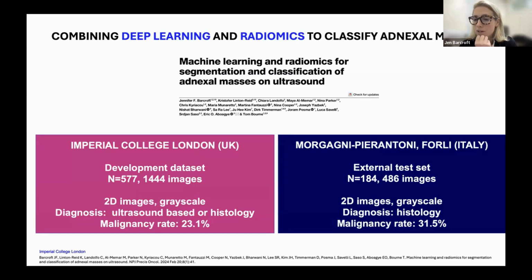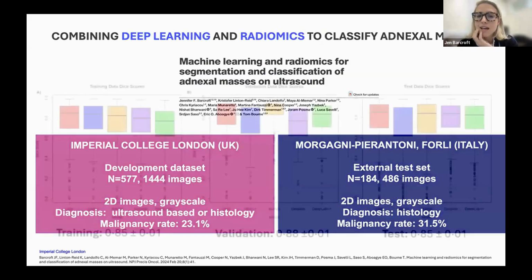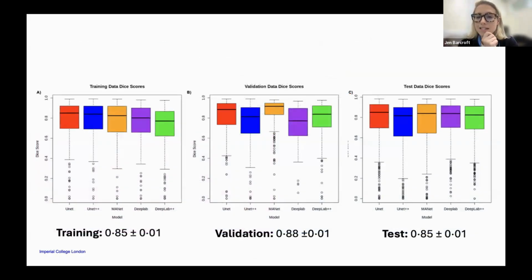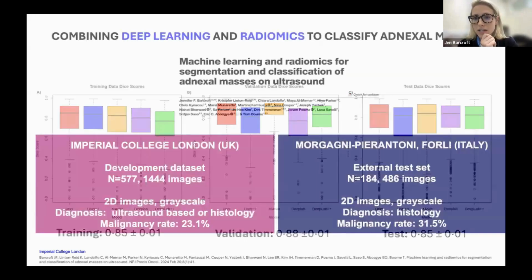And then we collaborated with a group from Italy. Professor Savelli provided a fantastic external test set that looked at just over 180 patients and about 486 images. And again, they used 2D images and all were grayscale. But this time they used all histology, and they had a slightly higher malignancy rate as a result of that. So that is just demonstrating the development data set and then an external validation set.